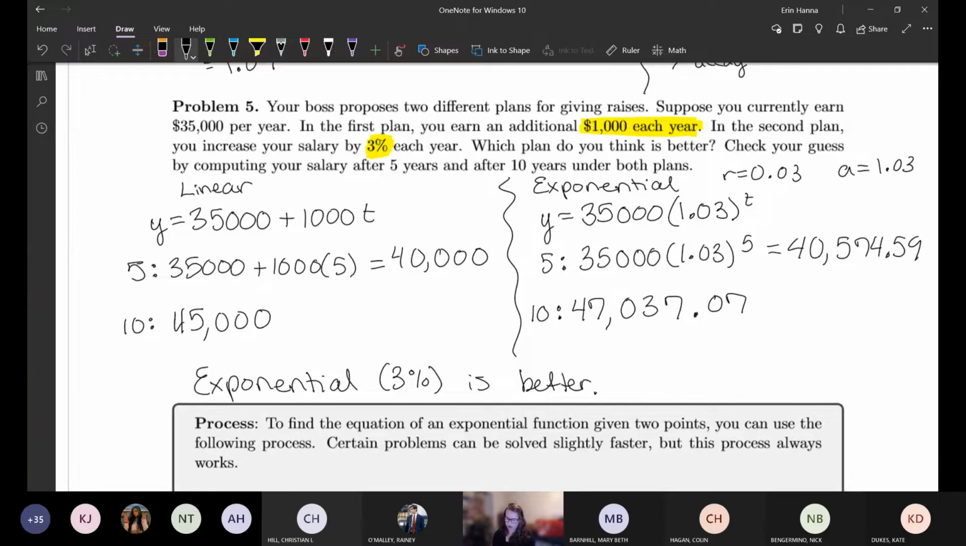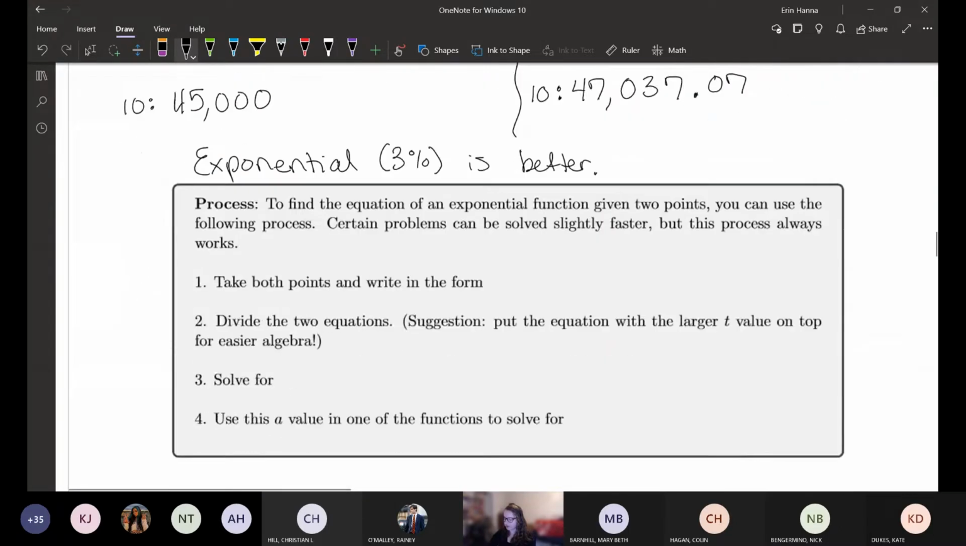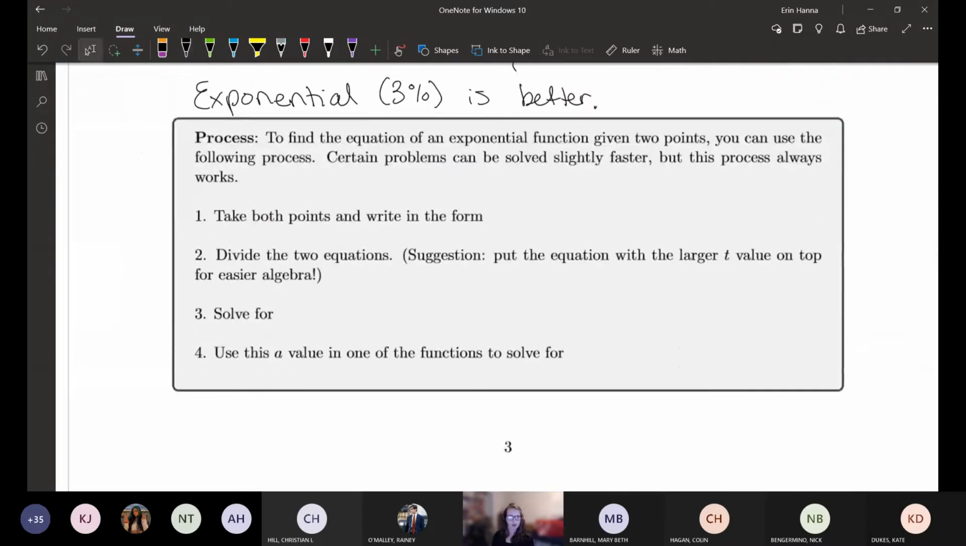So the next thing we need to talk about is essentially how to find an exponential equation for an exponential function, if we're not given necessarily the initial value and the rate. What if we're just given 2 points? Just like we could find an equation of a linear line given 2 points, we can do the same for an exponential. So there are some things to write down. I know this looks full, but we're going to write some things out. So to find the equation of an exponential function given 2 points, you can use the following process.